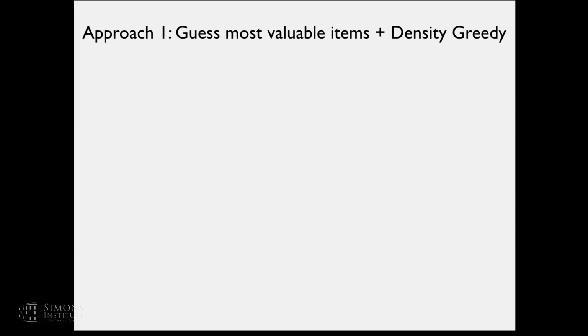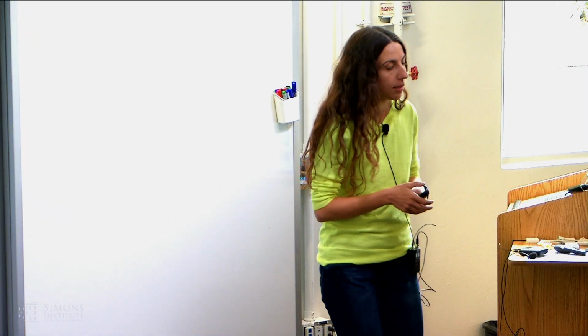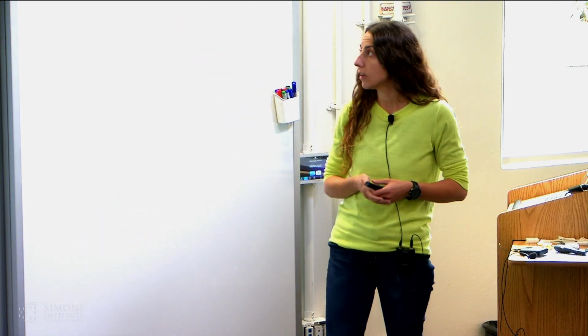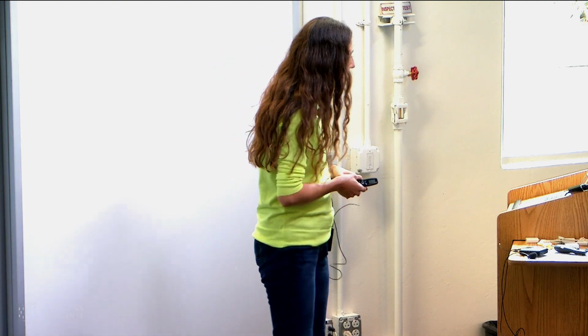Here, we can take inspiration from the classical knapsack problem, where we have a linear objective. One of the strategies that we can use there to get good algorithms is to guess some of the more valuable items of the optimal solution. And after that, simply pack items using a density greedy. So we sort the items according to their density. Density means the ratio between the marginal gain, or marginal value, and the cost. And we greedily pack items according to density.